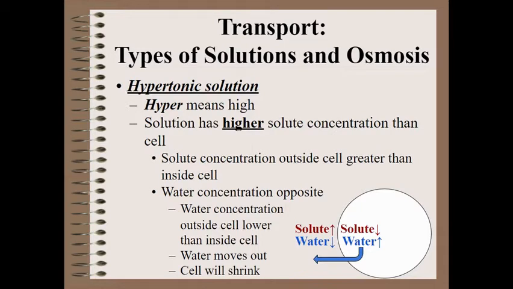Anytime we have solute information, water will automatically be opposite. So if there's high solute in the solution, that means there's low water concentration in the solution, which means there's high water concentration inside the cell. So now that we have that information and we know that osmosis will have water go from high to low concentration, we know that this cell is going to lose water. And as water moves out, that cell will shrink.